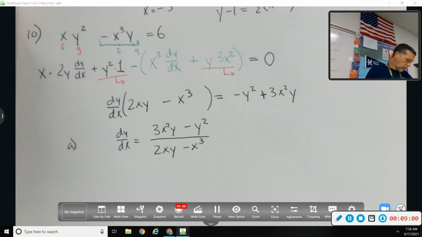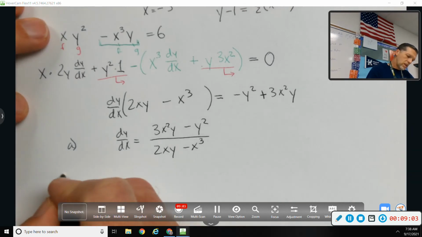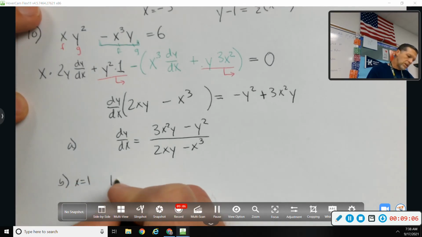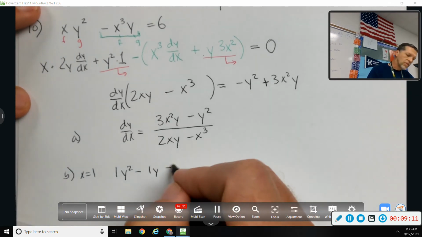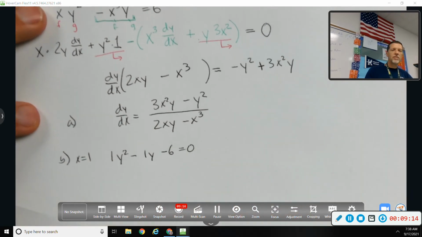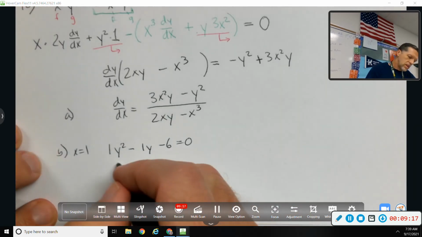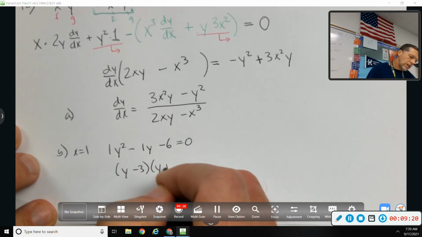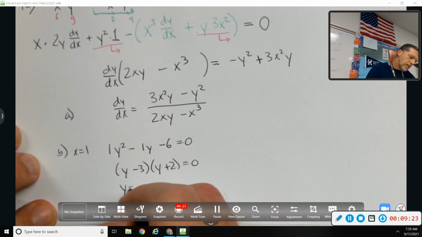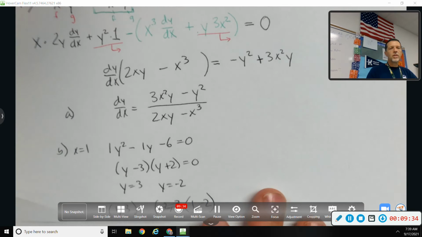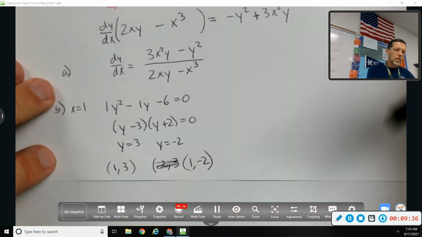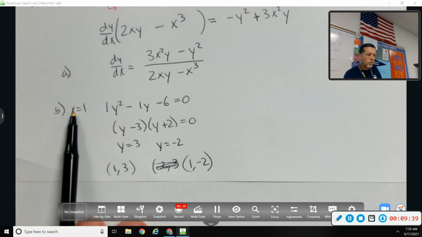Find all points on the curve whose x-coordinate is 1. So 1y squared minus 1y. Oh, I see what's happening. I'm going to move the 6 over. And I've got a factoring problem. So y minus 3 and y plus 2. So the point 1, 3 and the point 1, negative 2. Where x is 1, there are two values for y.